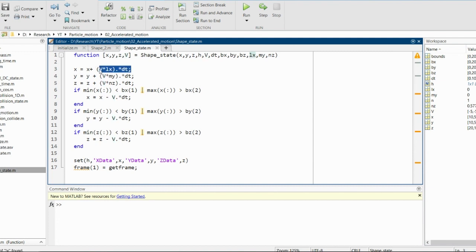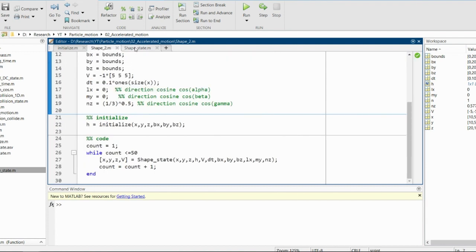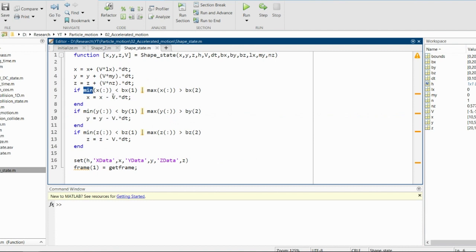Velocity, if Lx is 0, then this would be 0. The vector component in x would be 0 because this velocity vector is not making any angle with the x or y axis. They're 0, and there will be only velocity in this axis. Now this is a more generalized state function. And I also made it so that if the minimum of x is less than the bounds, or the maximum is greater than the bounds of px2, it will just be minus. It will be like the previous state.